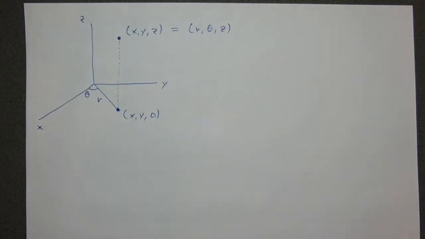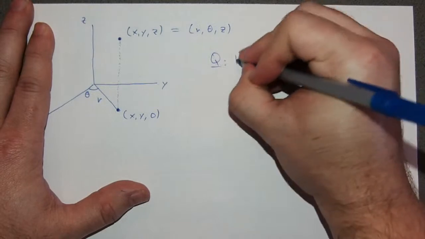Now, how does this help me? Just like in the case of polar coordinates in the plane, the idea was that this made certain expressions a lot easier. So the big question is, how does this help?